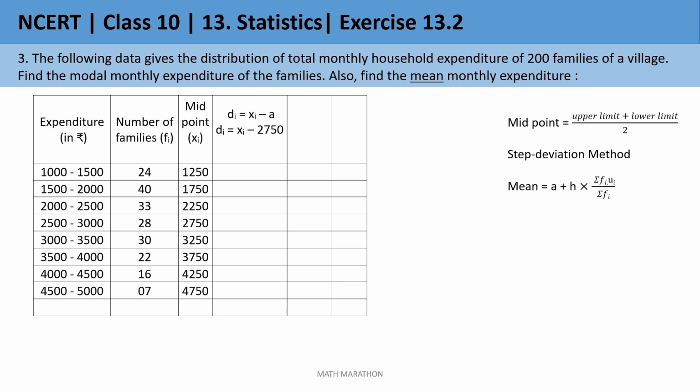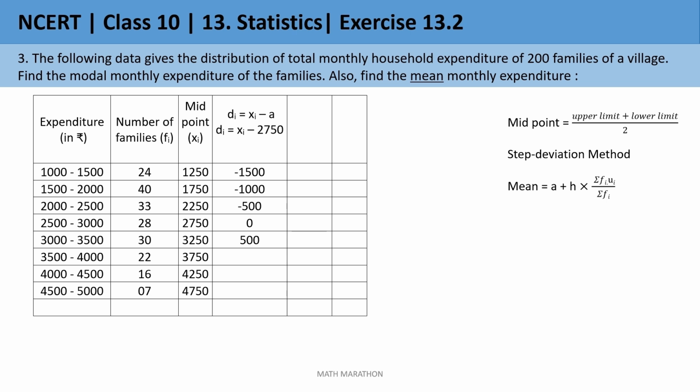A is 2750. di is equal to xi minus A, which is 2750. 1250 minus 2750 is minus 1500. 1750 minus 2750 is minus 1000. 2250 minus 2750 is minus 500. 2750 minus 2750 is 0.